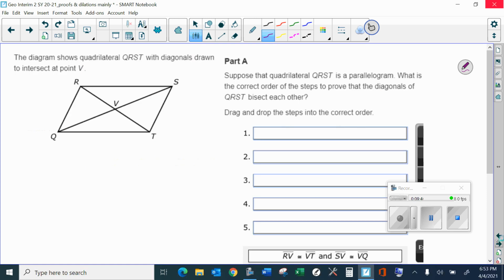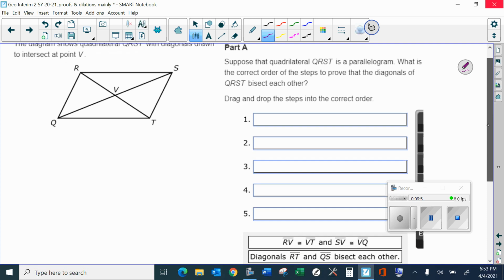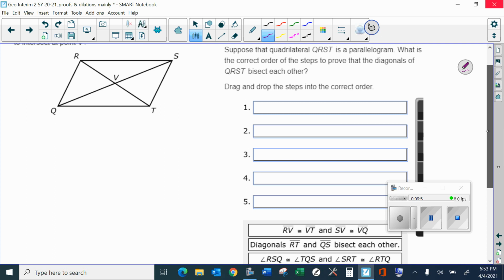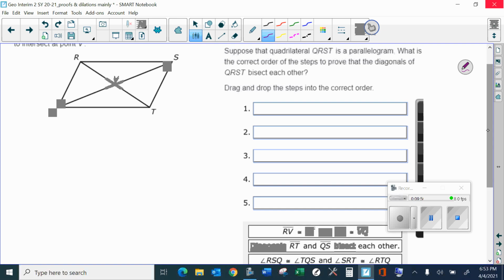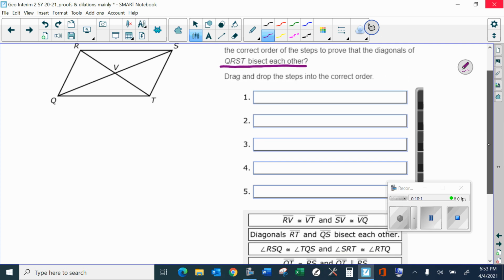Diagram shows quadrilateral QRST with diagonals shown that intersect at point B. Suppose that quadrilateral QRST is a parallelogram. So now we know it's a parallelogram, so all those things are true. What is the correct order of the steps to prove that diagonals of QRST bisect each other? So this time we're actually putting together the steps of that proof from before, because that was also to prove the diagonals bisect each other.